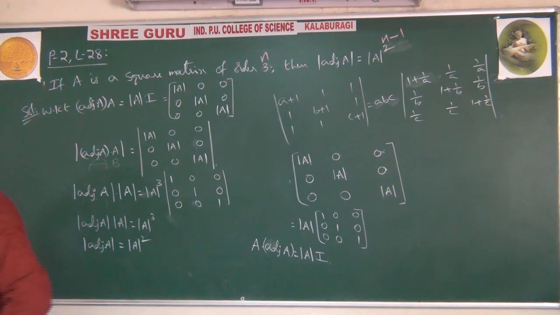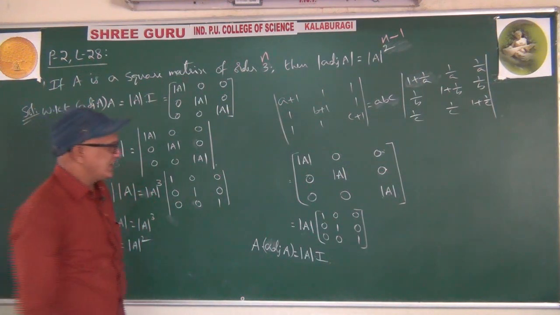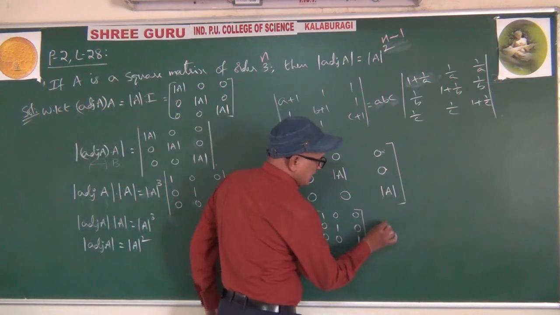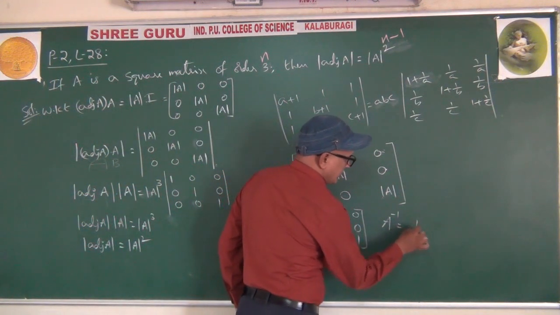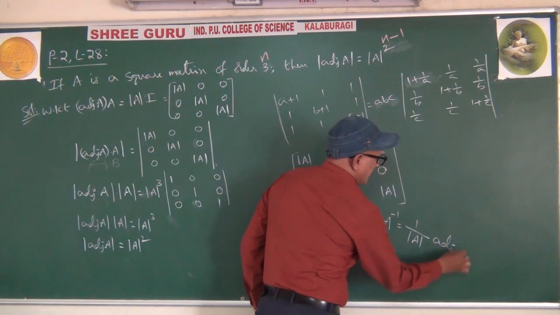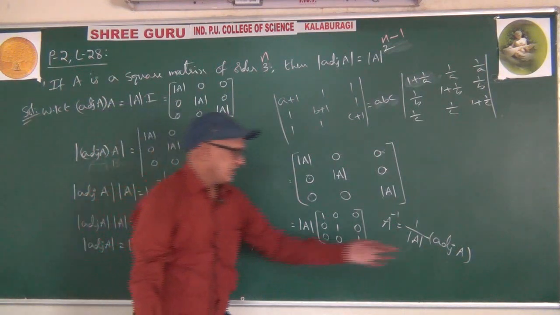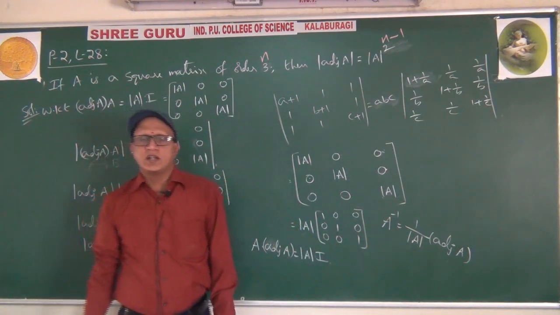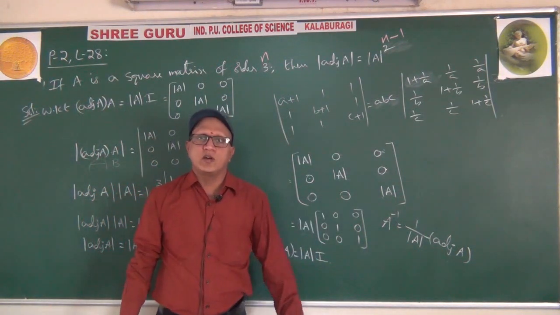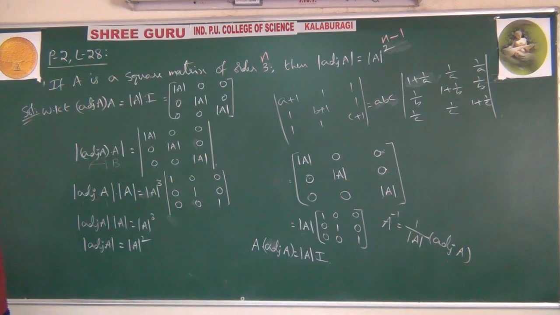Here one more theorem is there, but the proof is not necessary. Just remember, very important: A inverse equals 1 by determinant A into adjoint A. How to find the inverse of the given matrix means 1 by determinant A into adjoint A.